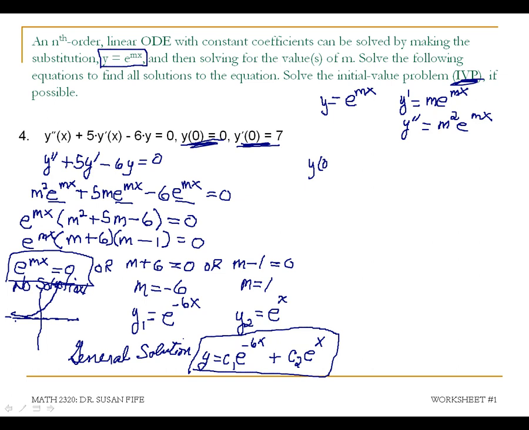Y of 0 equals 0. This tells me that my value for x is 0. And so when I substitute 0 in for x, notice that my exponent here is going to become 0. I'm going to get e to the 0 power, which is 1. And that just leaves me with c1 times 1, or just C1.